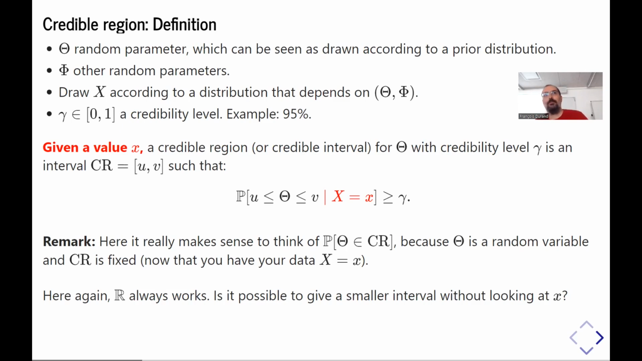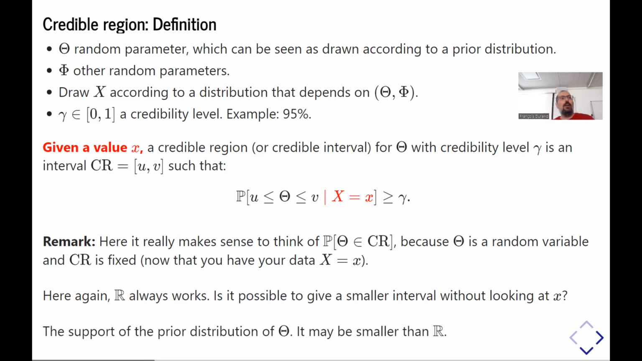Depending on your distribution. Sorry? Anything that falls on your distribution 95% of the time, regardless of the outcome. So if you know the distribution theta, yes, the support of the prior would be a credible region anyway, with a credibility of 100%. Yes, and sometimes maybe smaller than R.